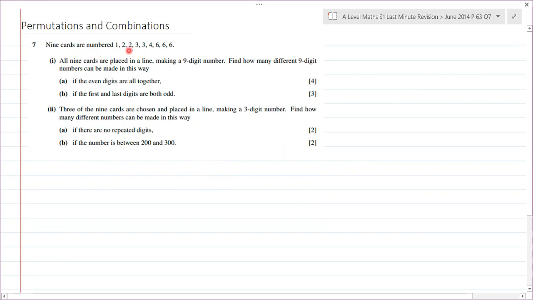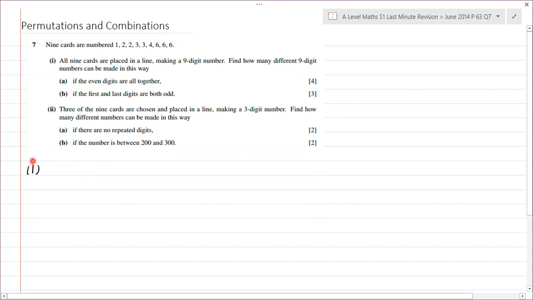9 cards are numbered 1, 2, 2, 3, 4, 6, 6, 6, 6. All 9 cards are placed in a line, making a 9-digit number. Find how many different 9-digit numbers can be made in this way if even digits are all together.